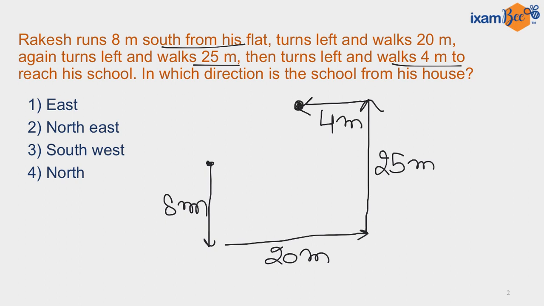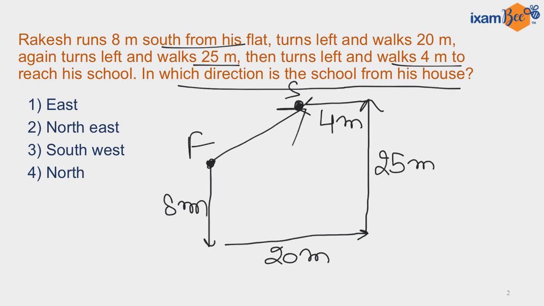So this is the house or the flat of Rakesh and this is the school of Rakesh. In which direction is the school from his house? The correct answer for this question is northeast. That means option number 2.